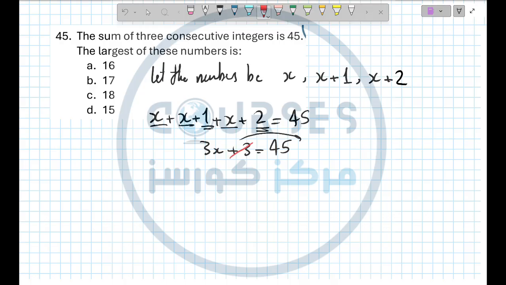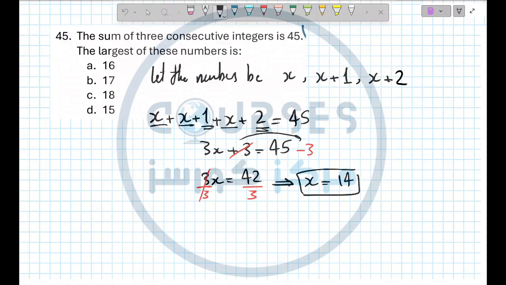Move the 3 to the other side to be a negative 3. So we're gonna have 3x equals 42. Divide by 3, divide by 3. So x equals 42 divided by 3, I think it's 14. So the answer... no, it didn't come out as 14. 42 divided by 3. 12 divided by 3 is 4. It is 14.